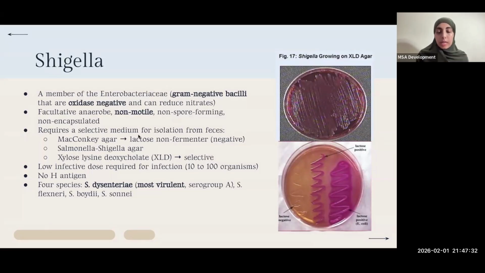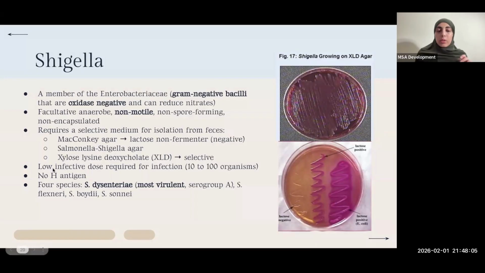And it does require a selective medium for isolation. We can use a MacConkey agar. It will be a non-fermenter for lactose, so it's negative. So if you look at the MacConkey agar over here, this lactose negative, the yellow side, this is Shigella, okay? You can also use a Salmonella-Shigella agar, and you use a xylose lysine deoxycholate agar. And this XLD agar is selective, okay? And this is what the XLD agar looks like. This is selective for Shigella.